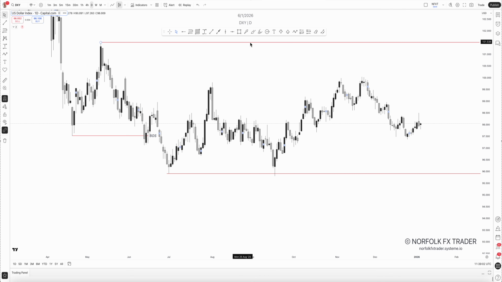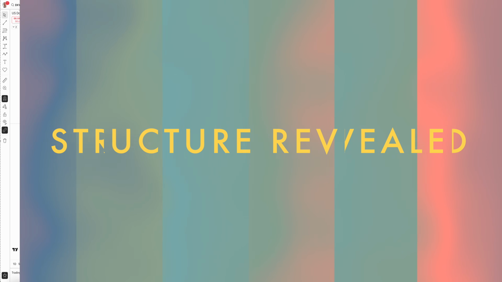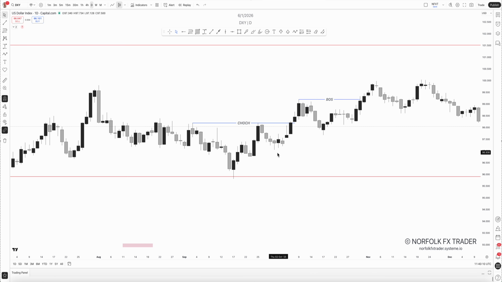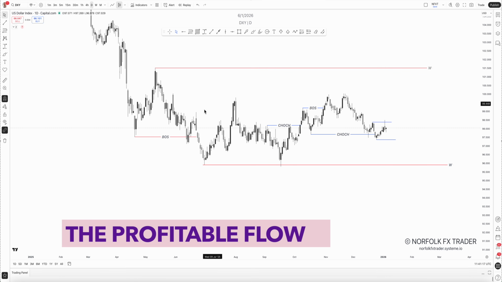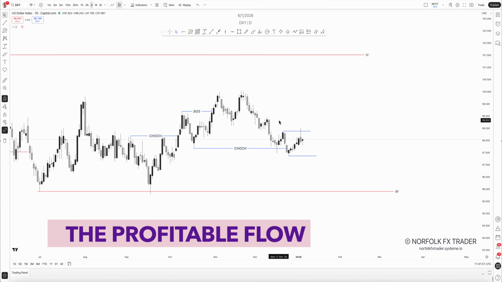Finding the right direction on a chart shouldn't be difficult once you understand how timeframes actually connect. We are going to unlock a professional market structure flow that keeps you in the highest probability trades. We're starting the breakdown immediately.